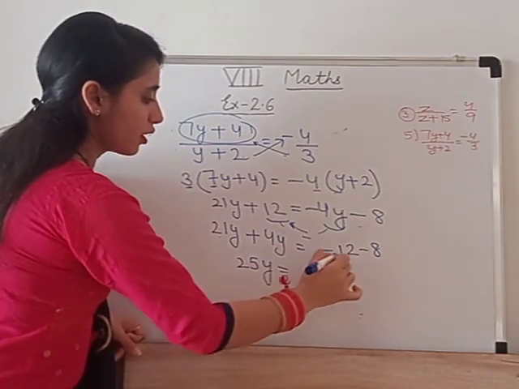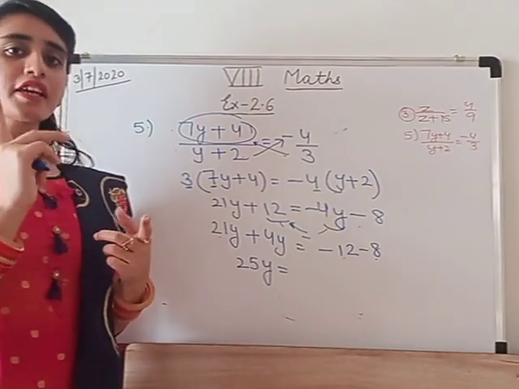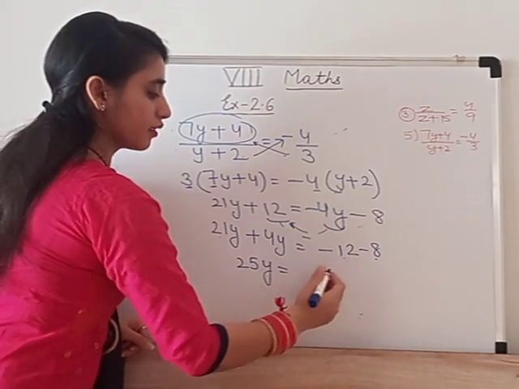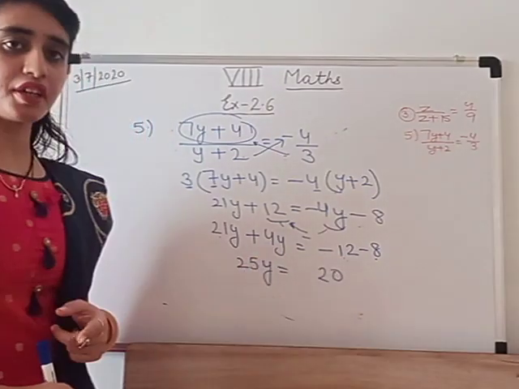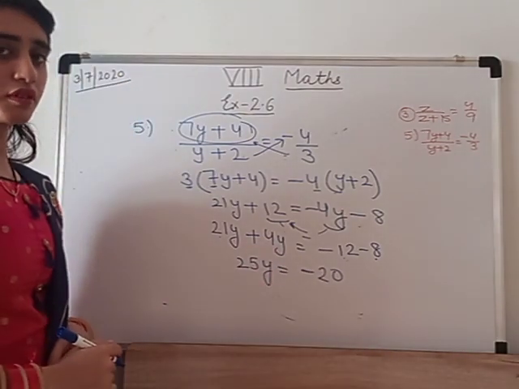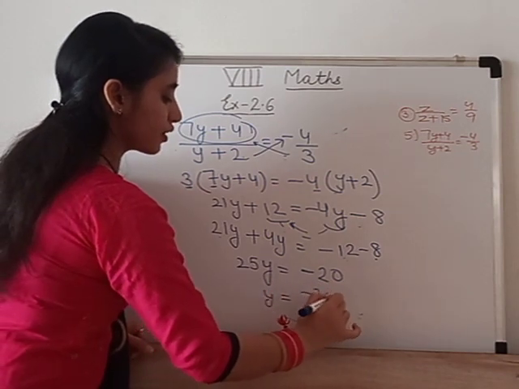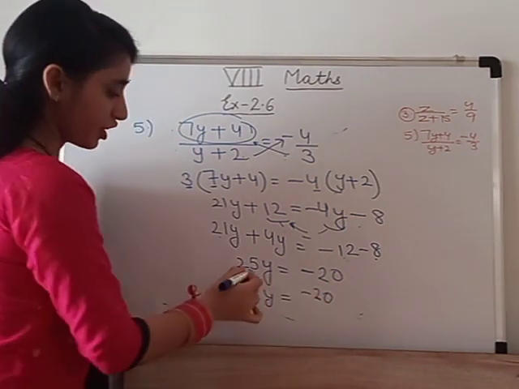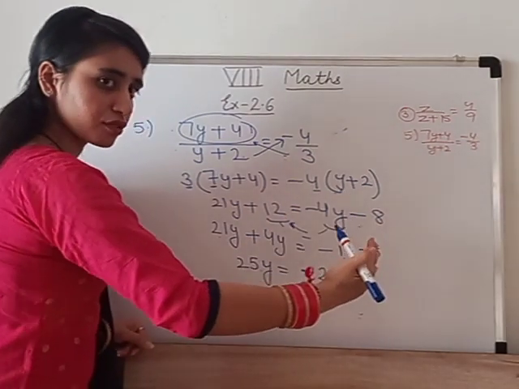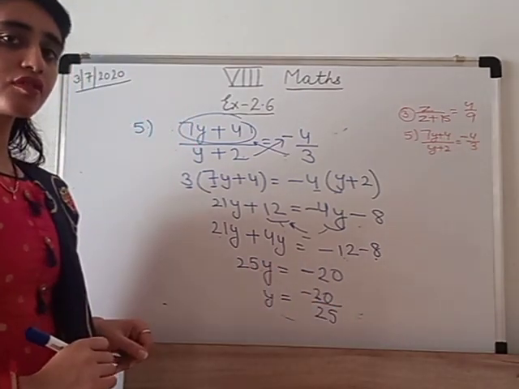Okay. Now minus 12 minus 8, both the digits having same sign, then we have to add these digits. We can add 12 plus 8, 20 with negative sign, with same sign. Okay. Now 25y is equal to minus 20. 25 is in multiplication with y. Now when we shift this to the right side, then it is in division sign with 20.